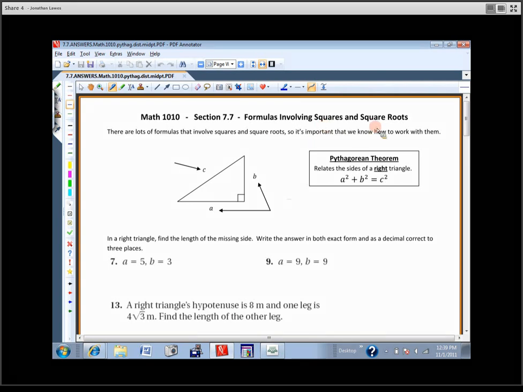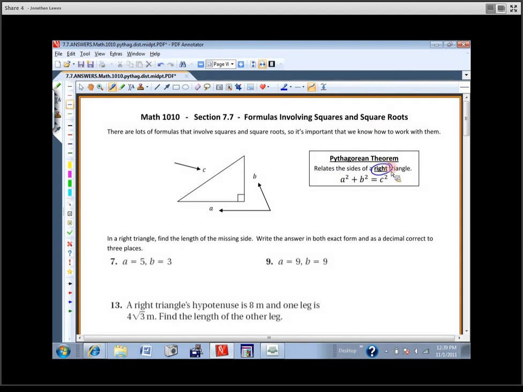So this section is called Formulas Involving Squares and Square Roots, and there are a ton of them. You're already familiar with a few of them. Let's take a look at this diagram right here. This is the Pythagorean Theorem. It relates the sides of a right triangle. It has to be a right triangle in order to use the Pythagorean Theorem.